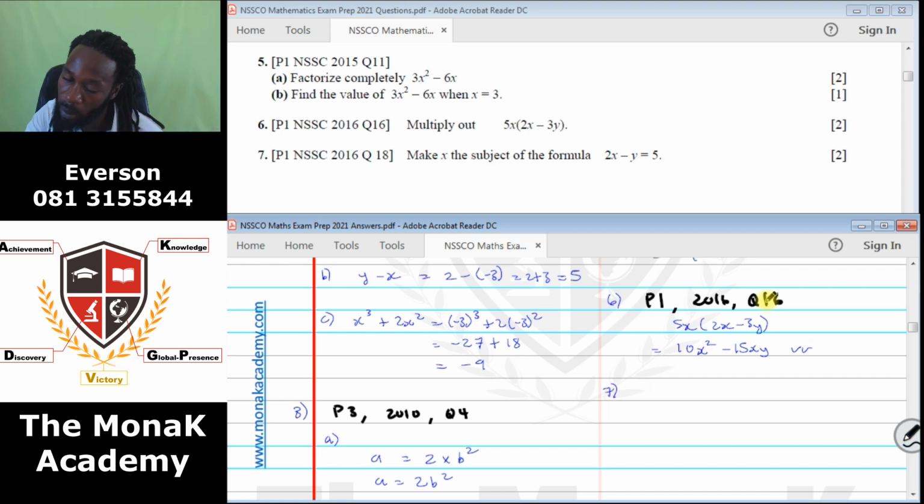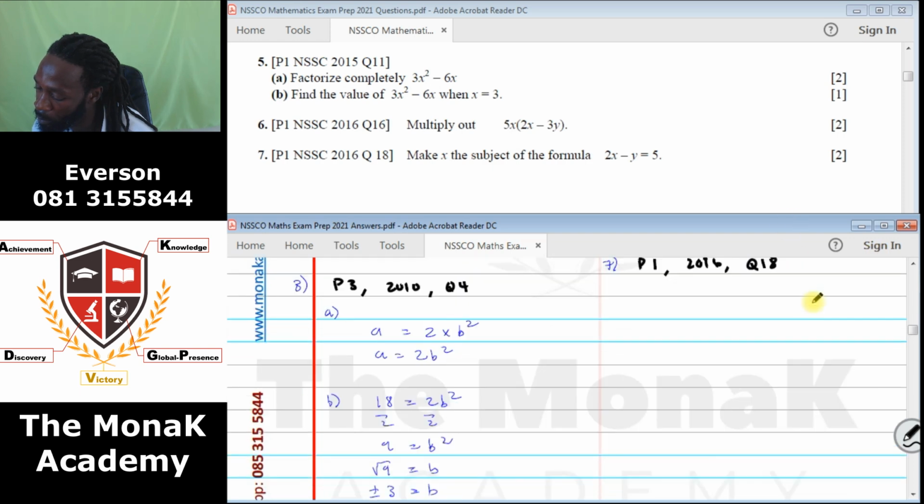We come to number 7. Number 7 comes from paper 1, 2016, question 18. They said make x the subject of the formula. So you have 2x minus y equals 5. So the first thing is to find how can we leave the things that have x on their own. So the first thing is to take the y to the right. So you have 2x equals 5 plus y.